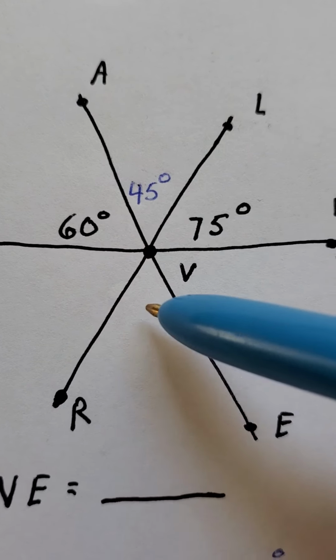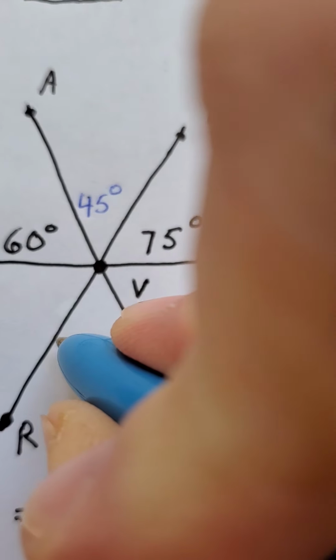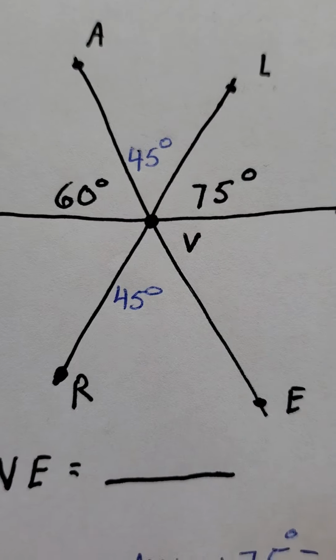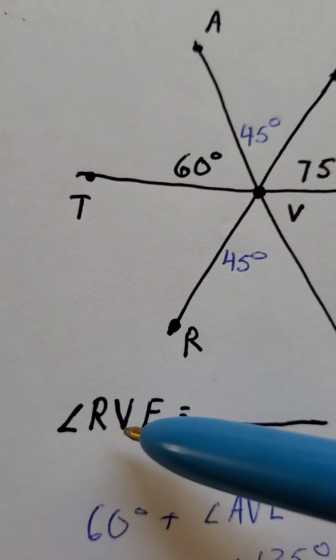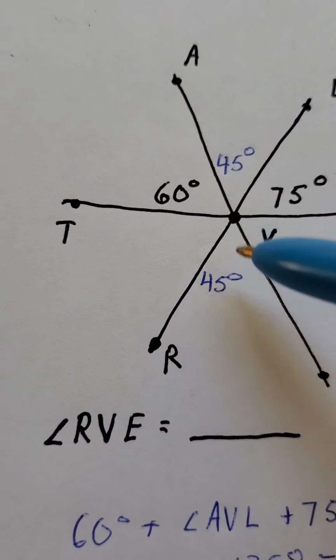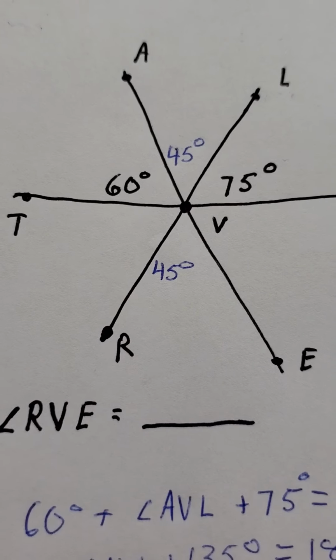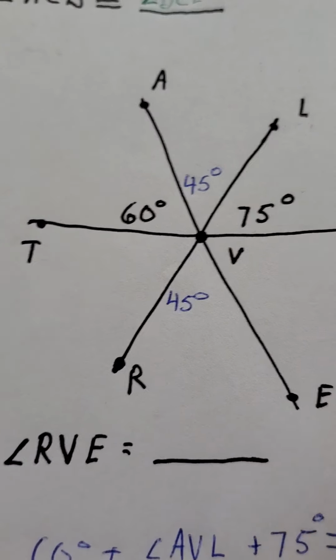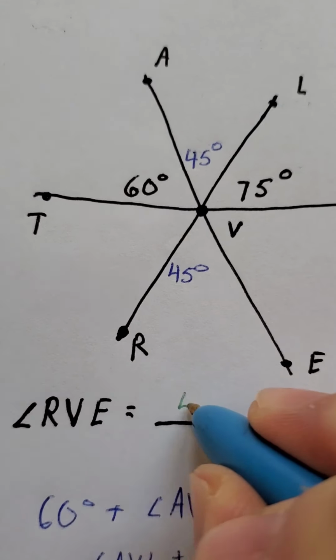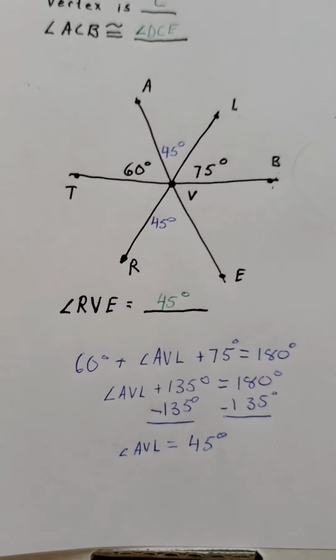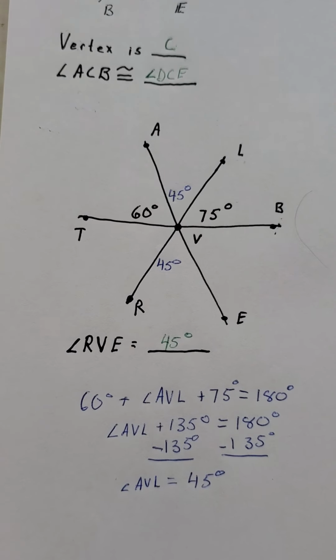Angle 45 is congruent to RVE, so that makes this angle 45 degrees. And that's what we were looking for. We were looking for angle RVE, and we had to use vertical angles to figure that out. So the answer of angle RVE is 45 degrees. Zoom out there so you can see what happened.